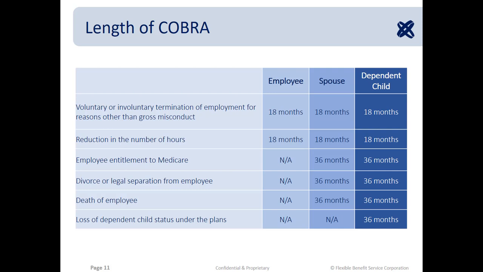In the case of a divorce or separation, both the spouse and dependent children would be entitled to 36 months of COBRA as well. One note here is that the dependent children wouldn't have to elect COBRA, as they could stay on the plan with the employee. If the employee were to die, then the spouse and dependent children would be entitled to 36 months of COBRA coverage. Lastly, if a child loses dependent status under the plan, then the child would be entitled to 36 months of coverage in this situation as well.